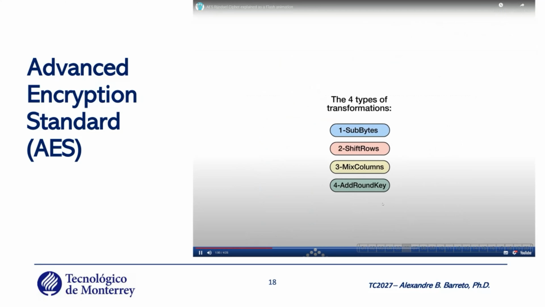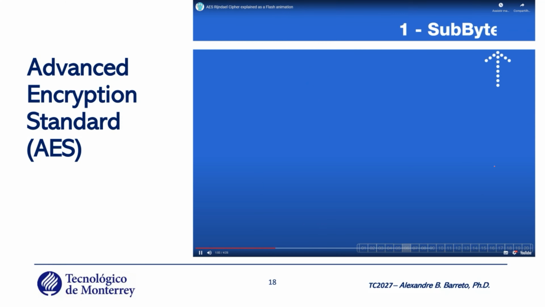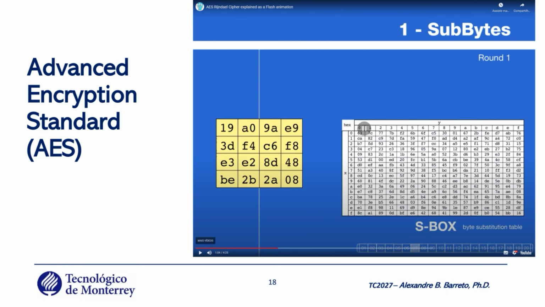You go through 4 types of operations. The first is SubBytes. Remember this S-box? The S-box is a table. And you can think, how do you generate this table? This table is generated from math operations. It's not random. You have some logic to create this table.